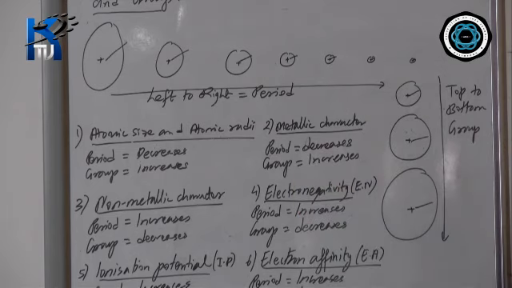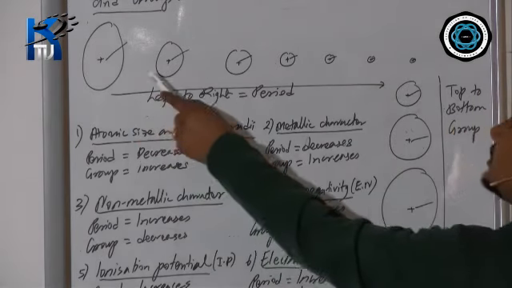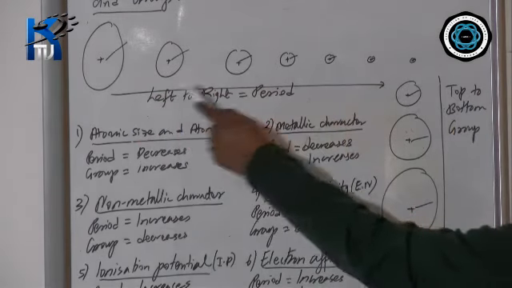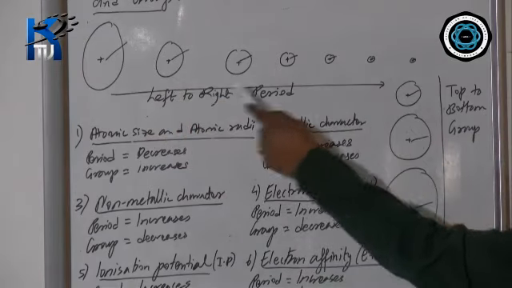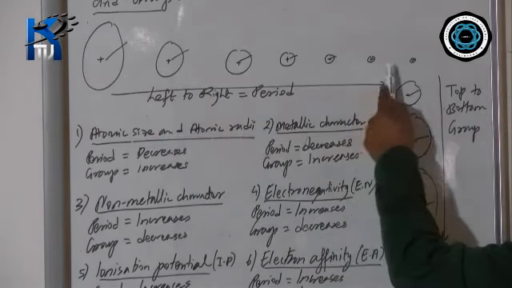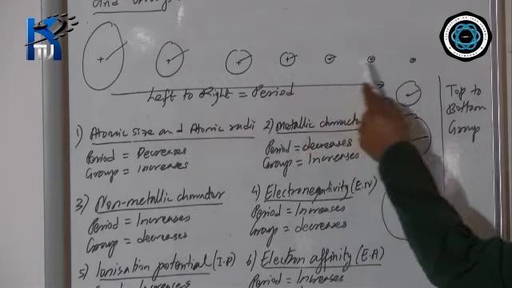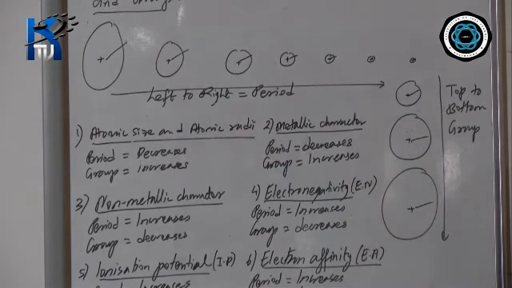Now we go to the metallic character. As I have said you, metals are good persons, so they have big heart. If you see here, the heart size is decreasing left to right, so the good person character is decreasing, so the metallic character will also decrease. Whereas top to bottom in a group, the size of the atom is increasing, the heart of the good person is increasing, so metallic character will also increase.